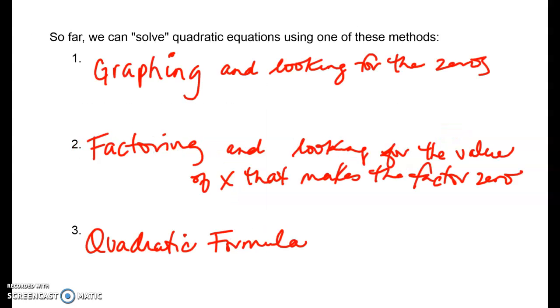One more thing before the example. On the bottom, you can fill this in if you want. So far we've learned to graph the function, either by hand or using Desmos, and then to look for the zeros. We've also learned about factoring the quadratic function and finding the value of x that makes that factor equal 0. And now we're learning about the quadratic formula.